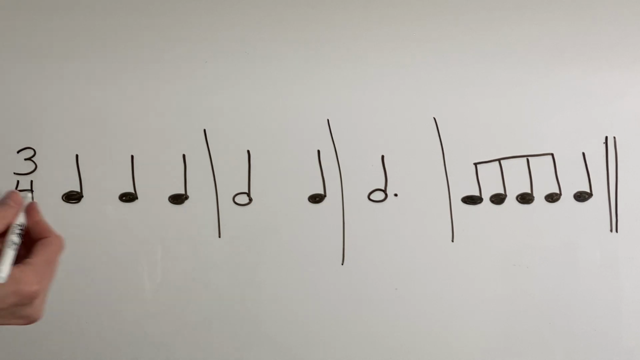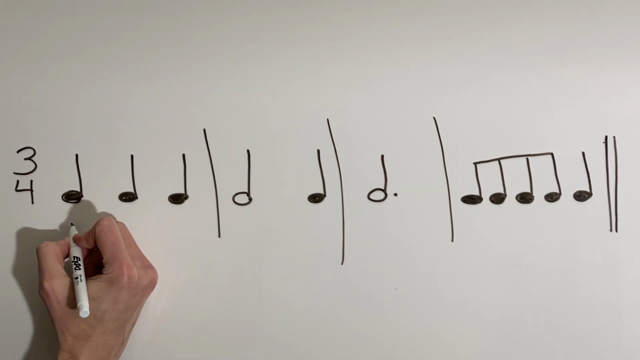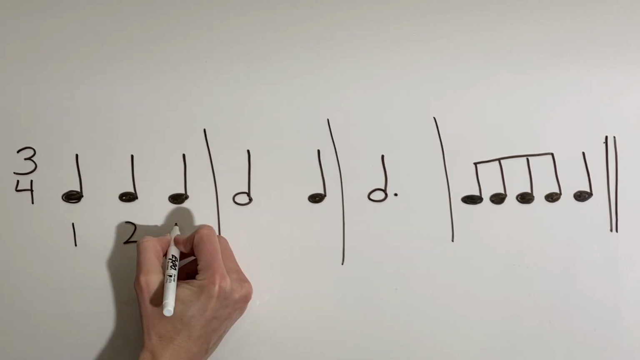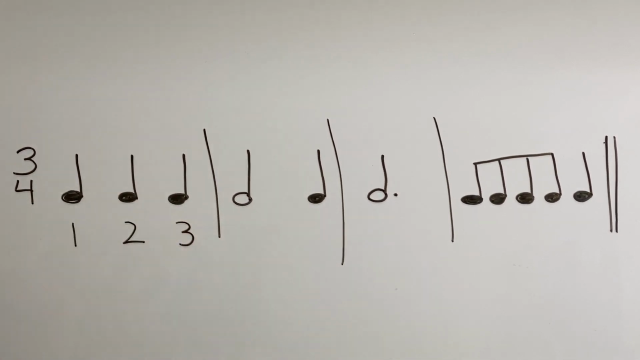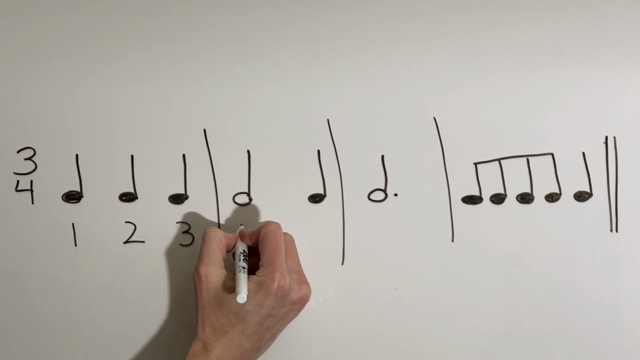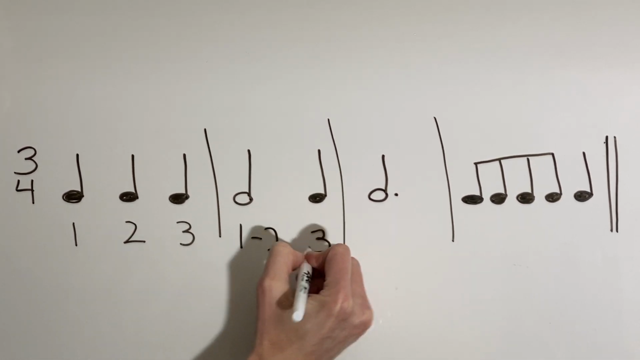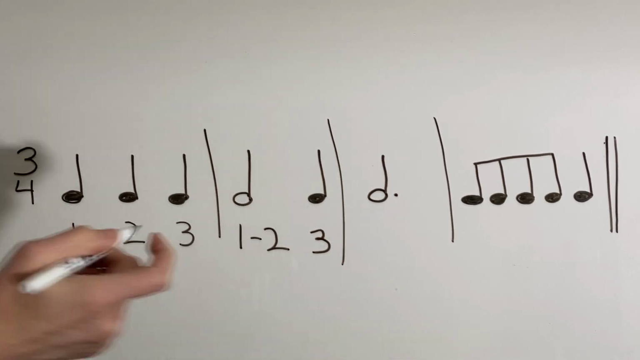Now it's time to write the counts in. So see if you can join me, or maybe do it faster than I do. I'm going to go 1, 2, 3 for our 3 quarter notes. Remember our half note is 2 counts. I'm going to draw the little line there. So I know it has to hold for 2 counts.